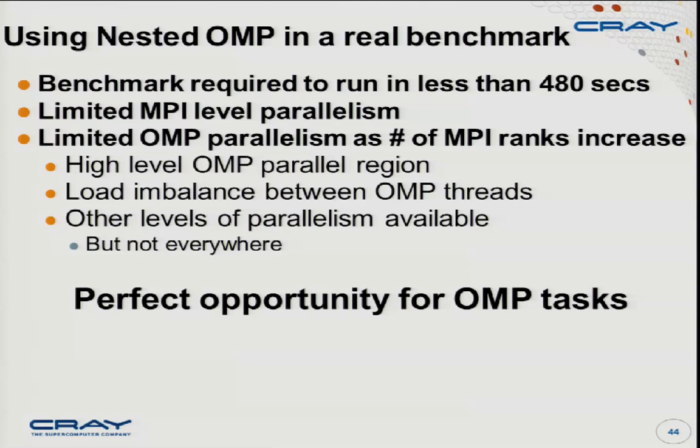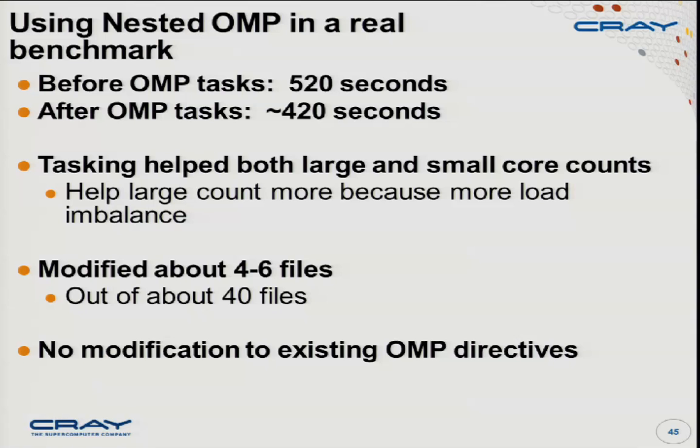Are there other levels of parallelism available? Yes, but not everywhere, and it was not uniform. Actually, I had just played around with tasking, and I was like, hey, maybe I can use it. So I won't go into exactly all the things I did, but the point is that, yes, I did put OpenMP at multiple levels. Sometimes they were on loops. Sometimes they were on regions. They were splattered all over. They weren't everywhere. But the net result is that we were stuck at 520 seconds before I did OpenMP tasking, which is larger than 480 and might as well be infinity in this case.